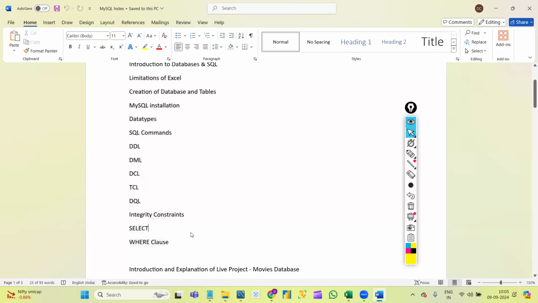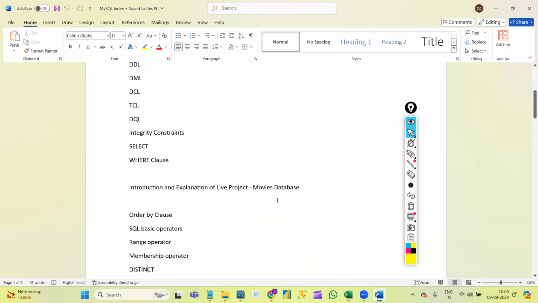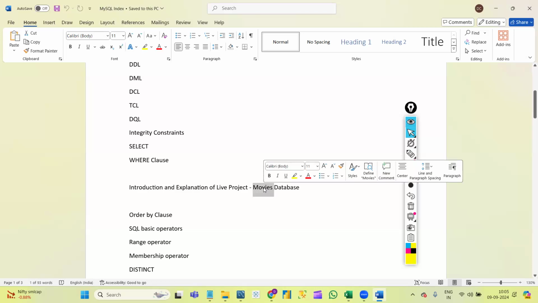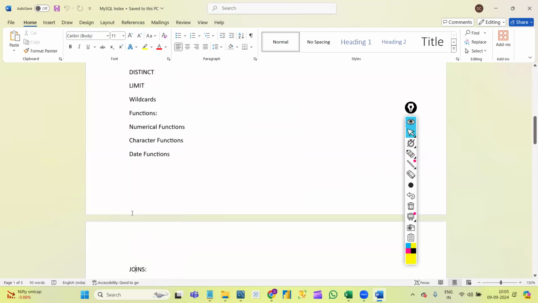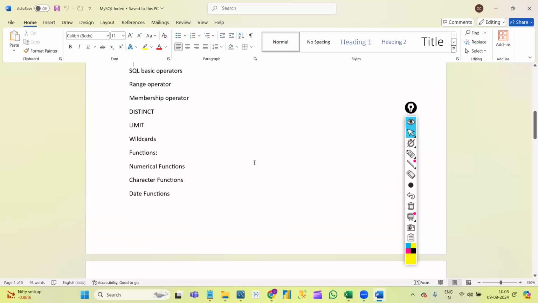Once we are done with this, I will give you the introduction and explanation of our live project, that is the movies database. I will show you how many tables are there, what that database is all about, and I will give you that database and show you how to restore it in your systems. From there, just give me 1 minute, I will close the session. From there, our real-time concepts will start.